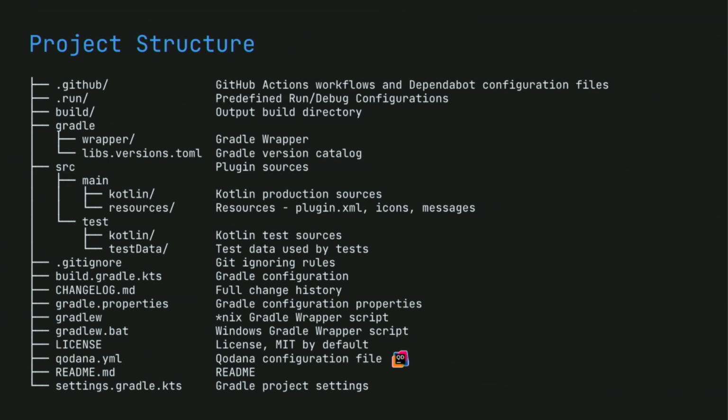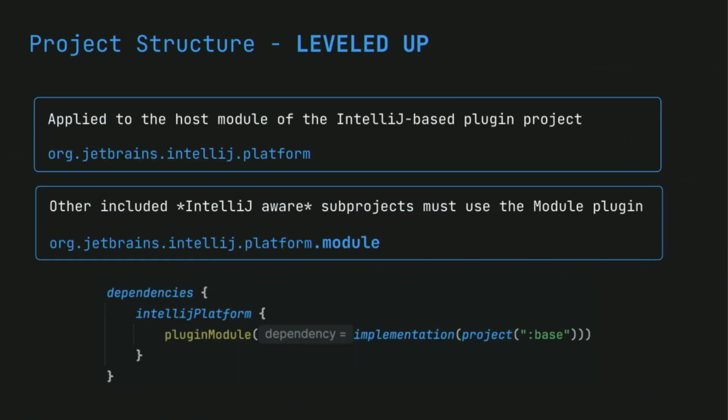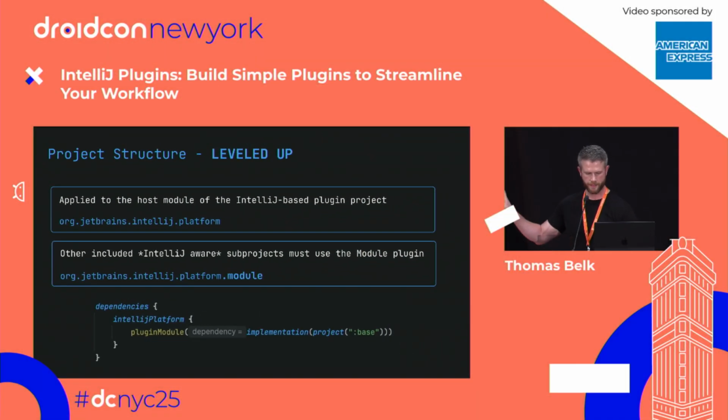And finally, you may notice that this is a single module setup, which is not great for scaling larger IDE plugins with potentially many contributors. So luckily, through the use of two Gradle plugins offered by JetBrains, we can modularize any IDE plugin project. The host project must apply the platform plugin, which we see in the top box. All other submodules that are both IntelliJ aware and consumed by the root project must apply the module plugin, which is the middle box. Dependencies from the host plugin to those submodules look like the code snippet on the bottom.